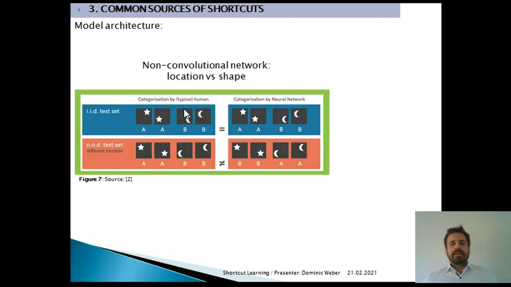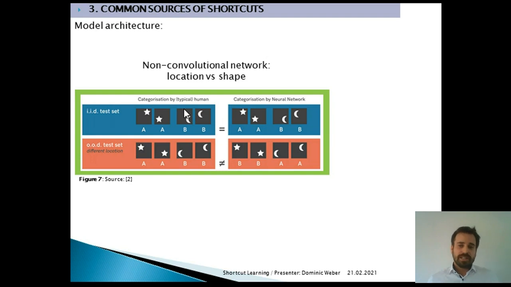Model architecture. In this classification example, the learner correctly identifies stars and moons on this blue IID test set, but only because these objects are in the same location within that black square as in the training data set. When the locations were changed, we have an OOD test set shown in red, and the learner failed to correctly identify them. Now, had this been a convolutional network, which is more invariant to object shift based on its localized convolutional nature, the learner would have been less likely to use this shortcut.